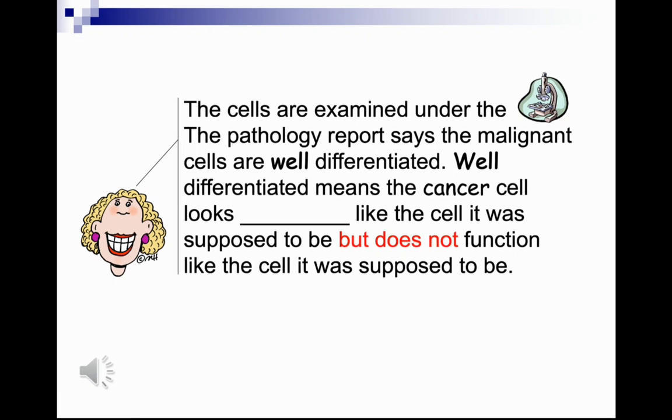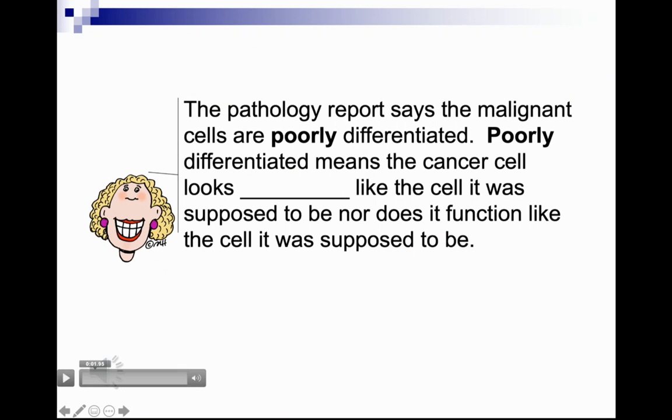You've done a biopsy, the examination of living tissue under the microscope. The cells are examined under the microscope. The pathology report says the malignant cells are well differentiated. Well differentiated means the cancer cell looks a lot like the cell it was supposed to be, but it doesn't function like the cell it was supposed to be. The pathology report says the malignant cells are poorly differentiated. Poorly differentiated means the cancer cell looks nothing like the cell it was supposed to be, nor does it function like the cell it was supposed to be.